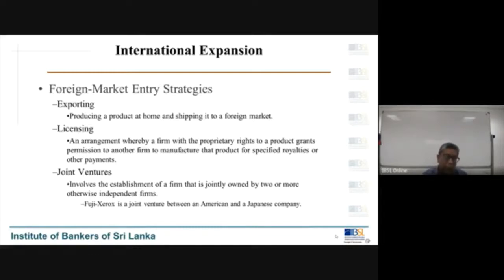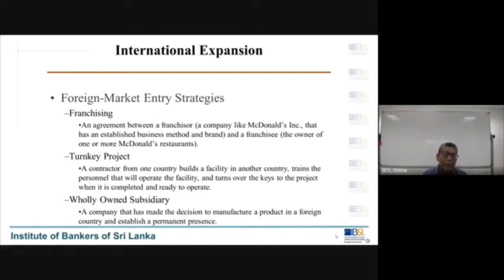Joint venture. Then we may have another method we call franchising. It's very famous in Sri Lanka also. Franchising is also another arrangement. Again, we can take McDonald's. How did USA McDonald's expand their business worldwide, right? The strategy they use is what we call franchising. The franchisor is the McDonald's Corporation in the USA, and the franchisee is the local guy.